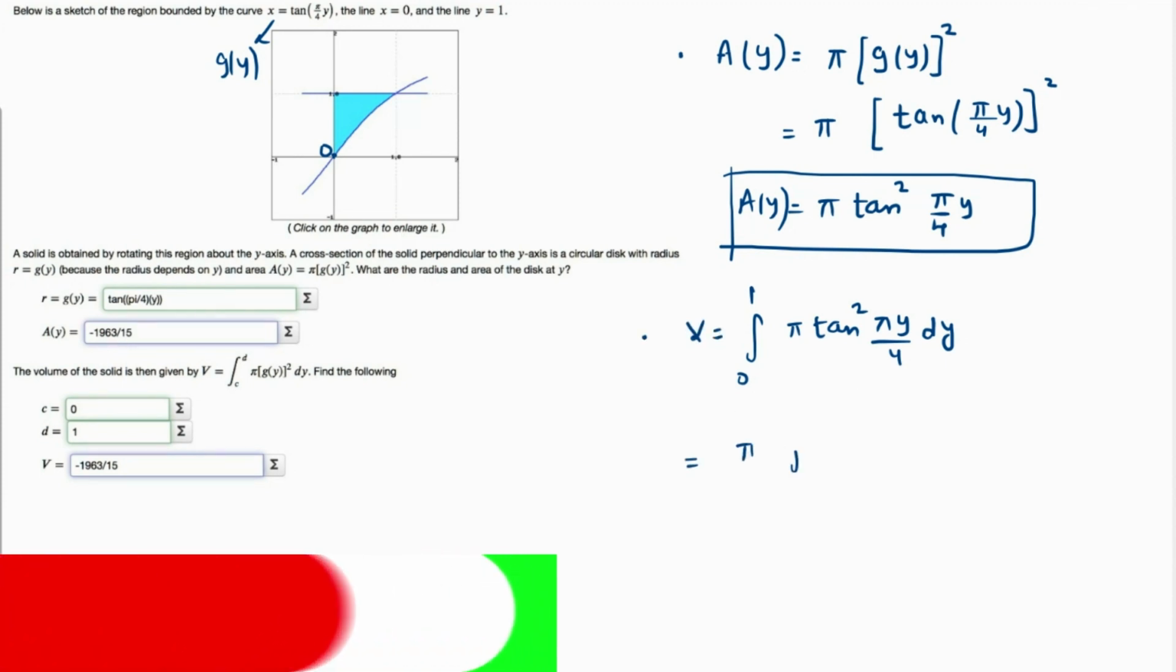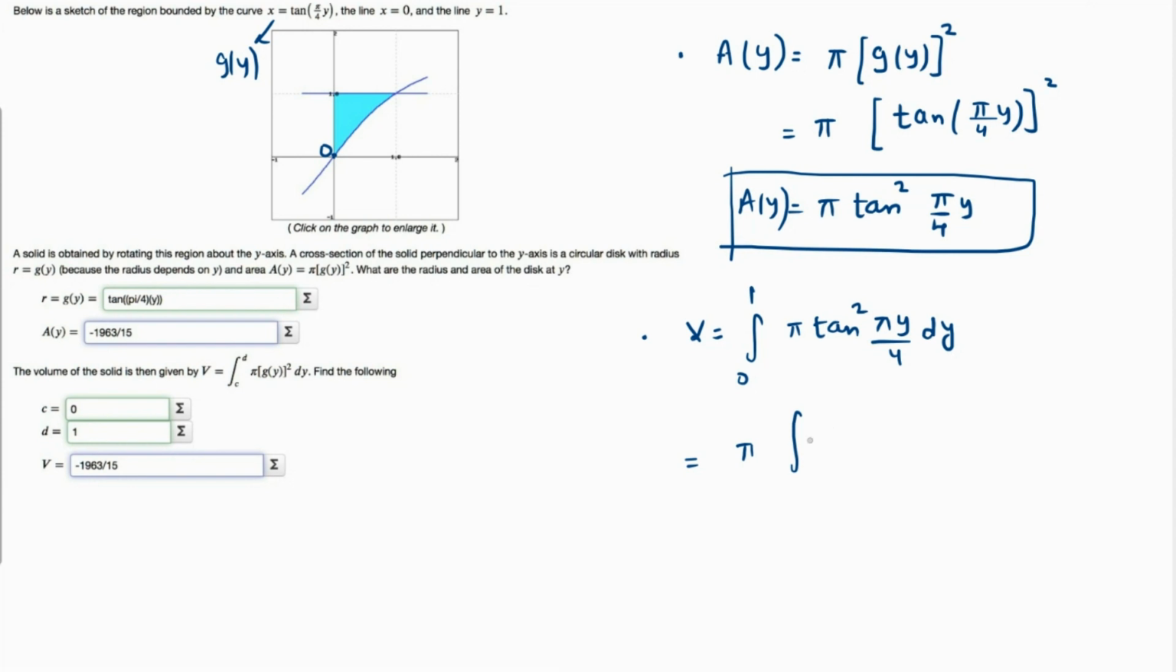So pi is taken out. Now tan squared y is what? It can be written as sec squared y minus 1, sec squared of pi y over 4 minus 1. There's a reason why I'm doing that. That's because the integration of sec squared is just tan. We know that it is a direct formula. So that will be tan of pi y over 4, and 4 over pi will come out because this is not y, this is pi over 4. So we have to make appropriate conversions over here.